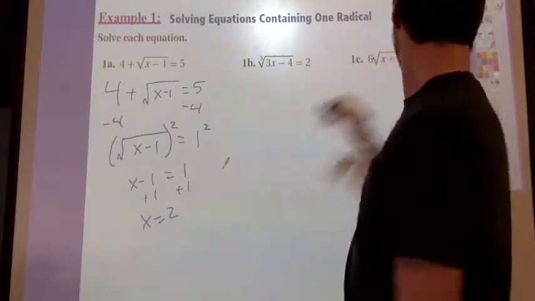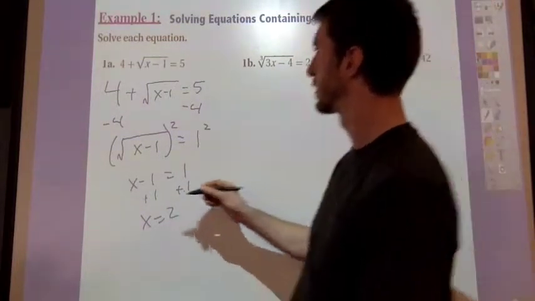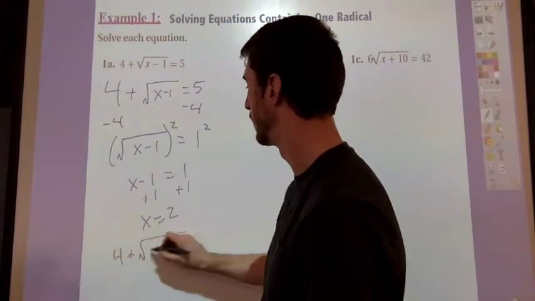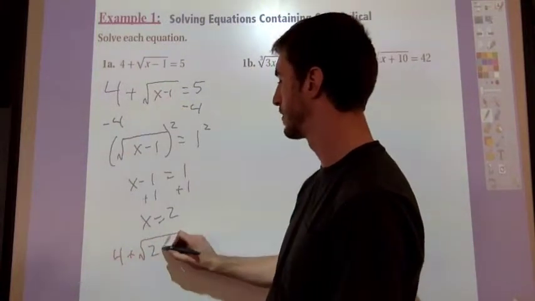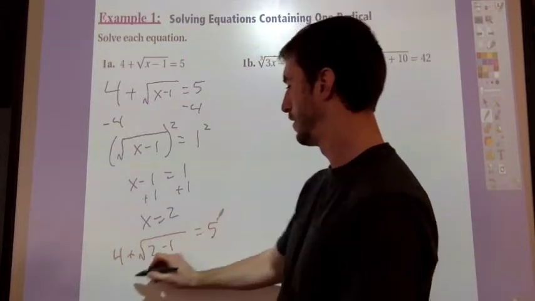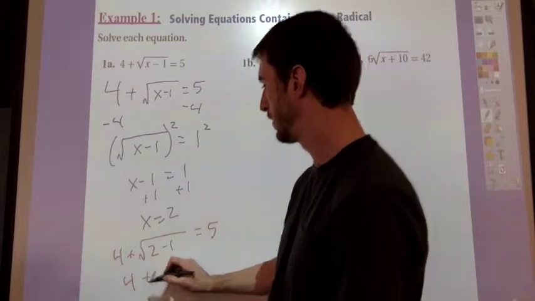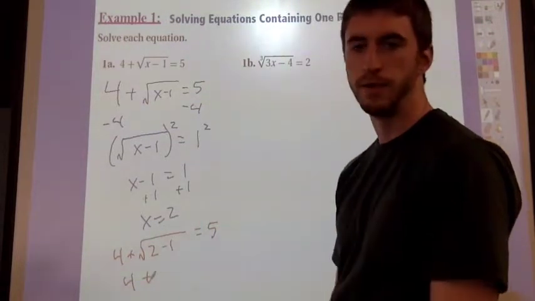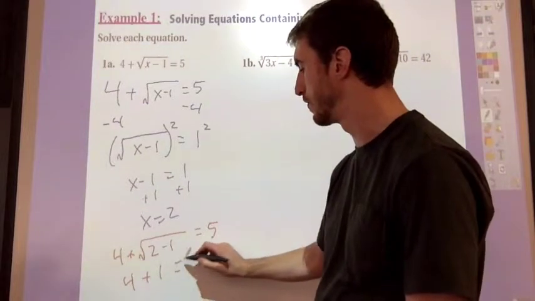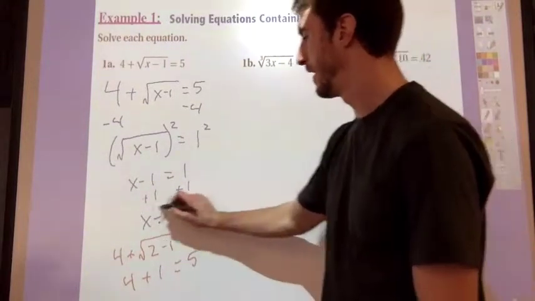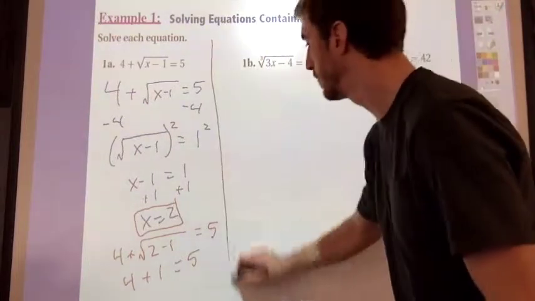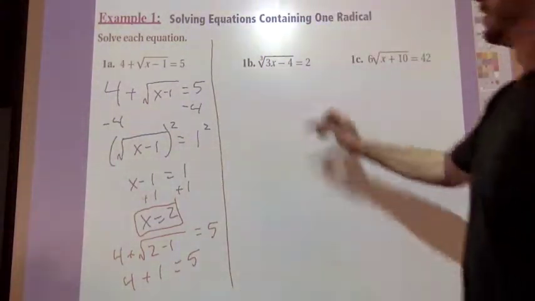And if I want to check that, I can do that really quick. Actually, we have 4 plus the square root of 2, because I'm plugging that in for x, minus 1 equals 5. That becomes 4 plus the square root of 2 minus 1, which is 1. Square root of 1 is 1, so 4 plus 1 equals 5. So yep, that does work. Very cool.